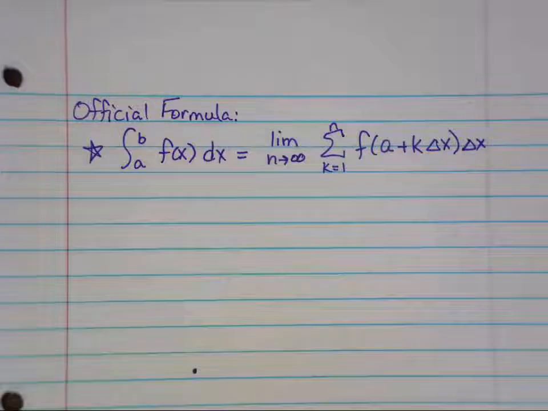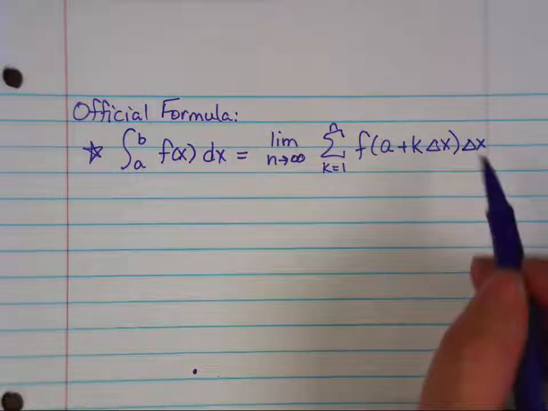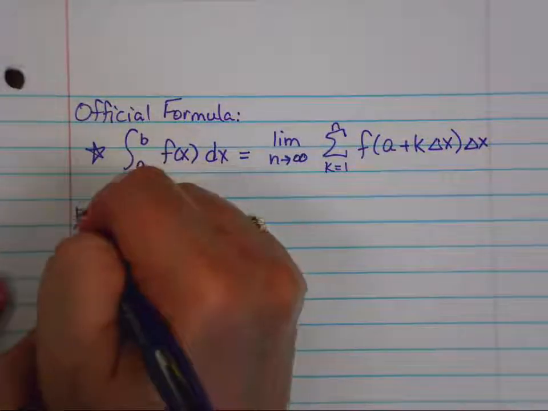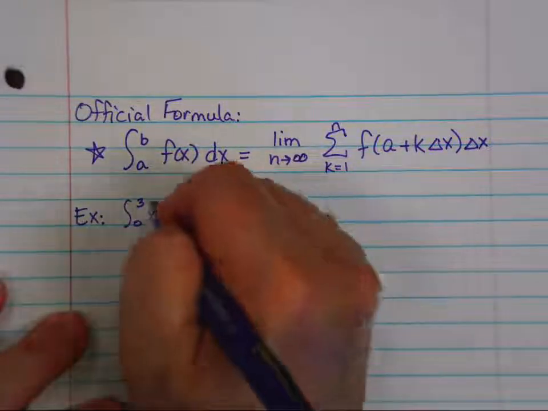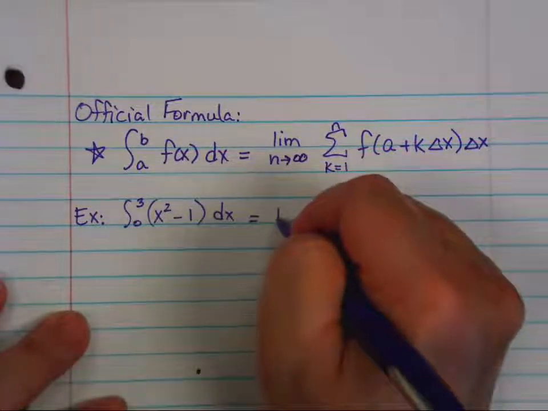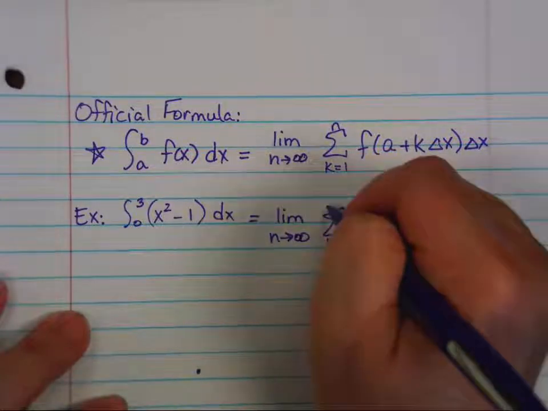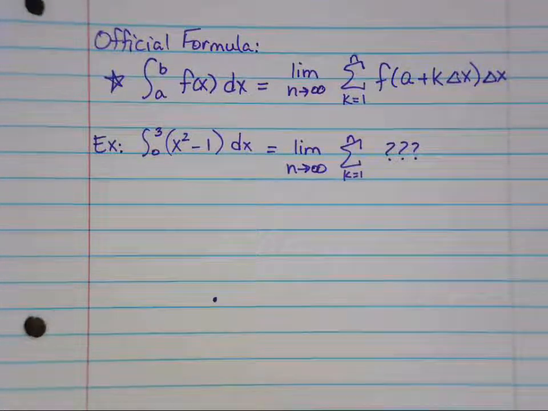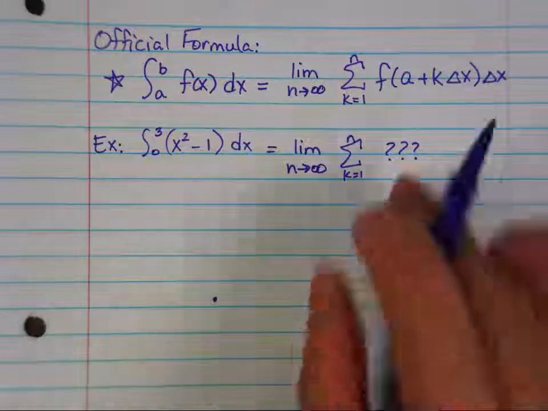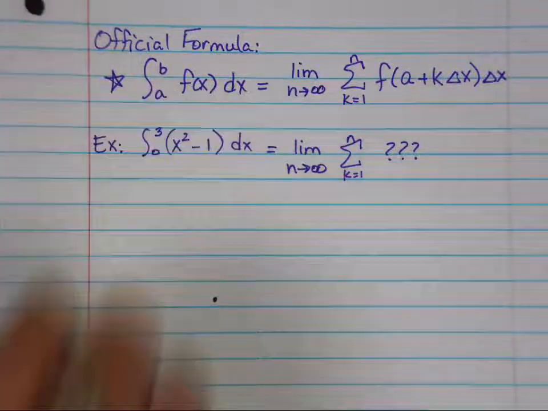Okay. Now, the first kind of problem we're going to do is take a definite integral and turn it into this. And I'll walk you step by step through it. Here we go. Example. We're going to take the integral from 0 to 3 of x squared minus 1 dx, and we're going to turn it into a limit. Limit as n approaches infinity, summation k equals 1 to n of what? Okay. Every single limit problem starts like that. Has the limit and has the sum. You just have to figure out what comes after it. Okay? Let me show you how to do it. All the pieces are hidden in that integral.